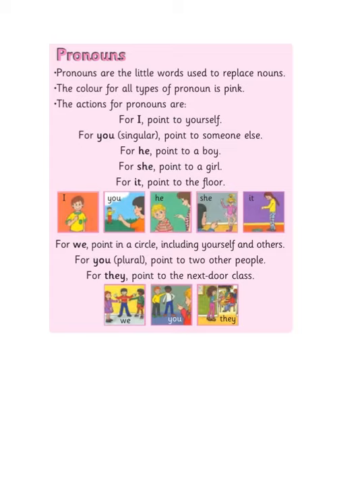The actions for pronouns are: for I, point to yourself; for you singular, point to someone else; for he, point to a boy; for she, point to a girl; for it, point to the floor; for we, point in a circle including yourself and others; for you plural, point to 2 other people; for they, point to the next door class.